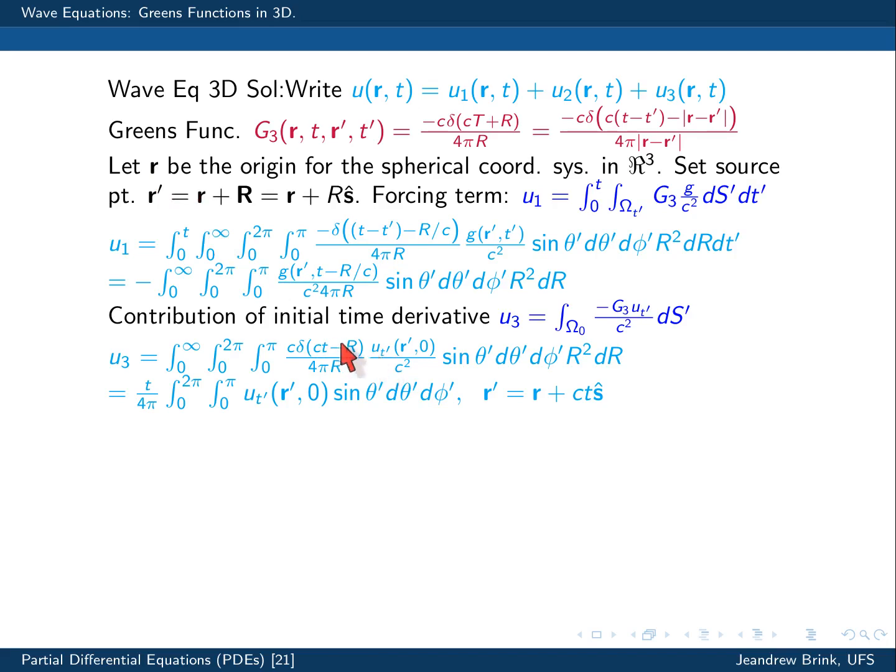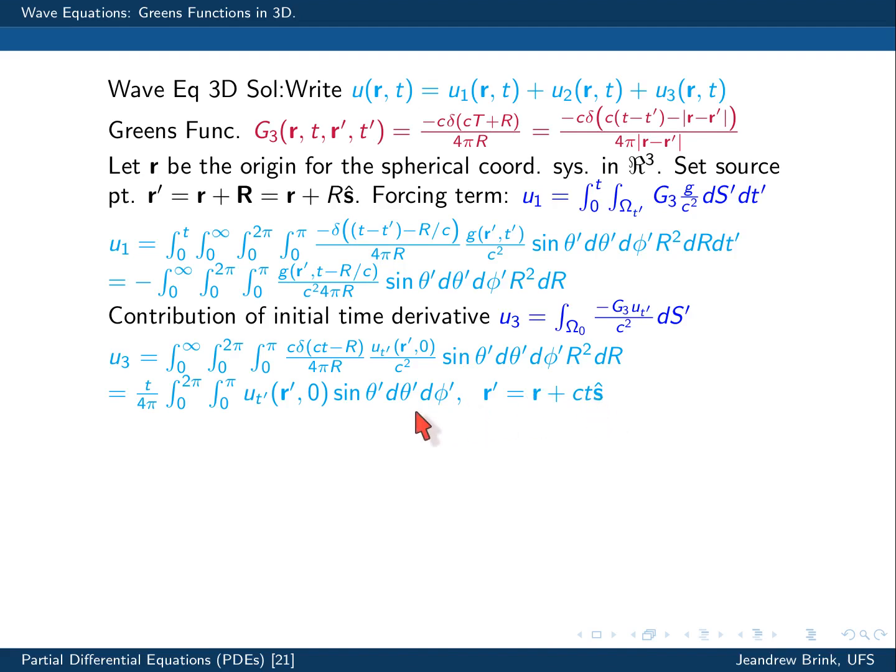So while in the two-dimensional case we had an integral that focused on the furthest boundary, here we once again have a case very similar to the 1D case, where you actually evaluate the thing on the boundary itself. So here, we want to evaluate it when r equals ct. Okay, so the r prime, or the source point, is evaluated where your r has this form: r plus ct times s hat.